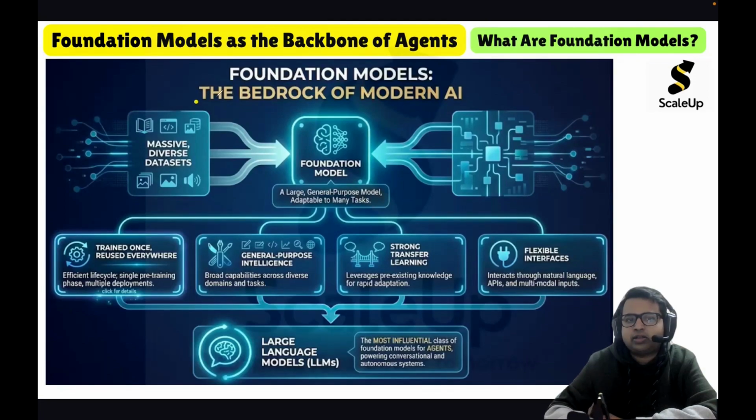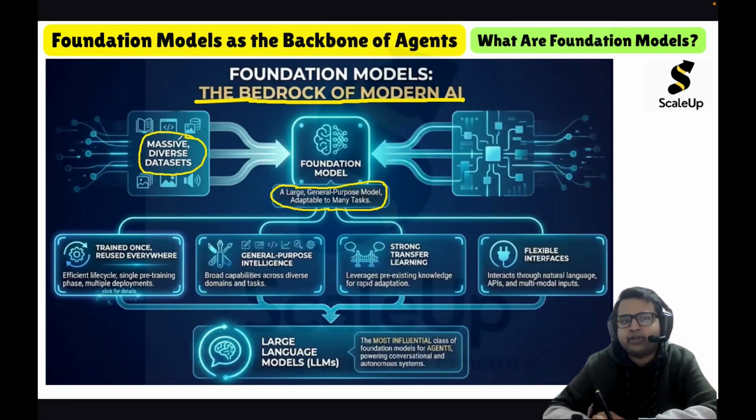The foundation models are the bedrock or the backbone of modern AI. Now, if I talk about what exactly is the meaning of foundation models, they are basically a large general purpose model adaptable to many tasks. So, foundation models are like a very large model, like a very deep neural network. It is trained on massive, diverse data sets, like petabytes of data, and diverse data sets like all the books, web pages, databases, images, audio, video.